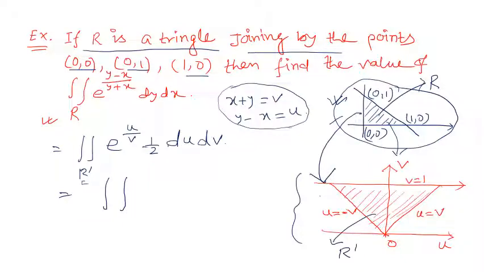Now we have to find out the value of this integration over this region R prime. So it is clear from this figure that there are two variables u and v, and u varies from this to this, and v varies from 0 to 1, right? Now I am going to tell you how I can determine these limits, u equals v and u equals minus v, as well as how I can determine v from 0 to 1.